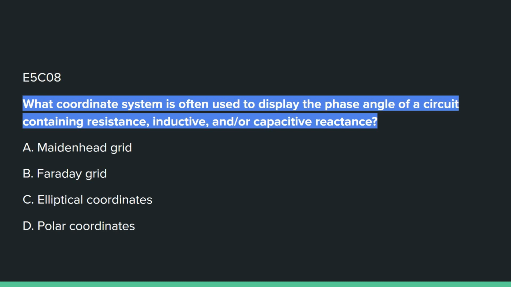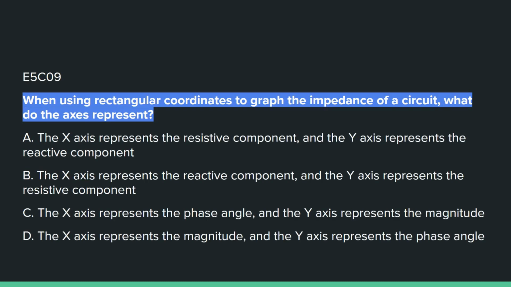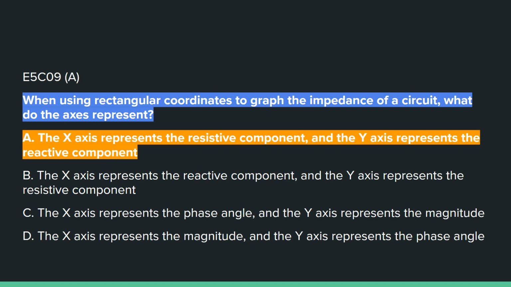E5C08, what coordinate system is often used to display the phase angle of a circuit containing resistance, inductive, and/or capacitive reactance? It's D, polar coordinates. E5C09, when using rectangular coordinates to graph the impedance of a circuit, what do the axes represent? A, the x-axis represents the resistive component and the y-axis represents the reactive component.